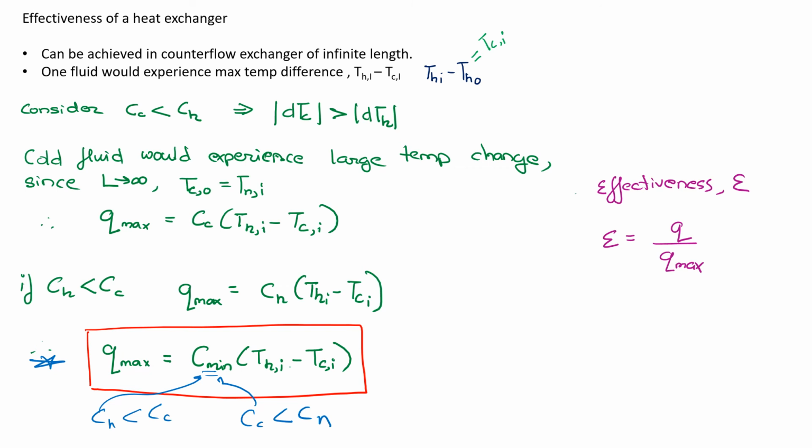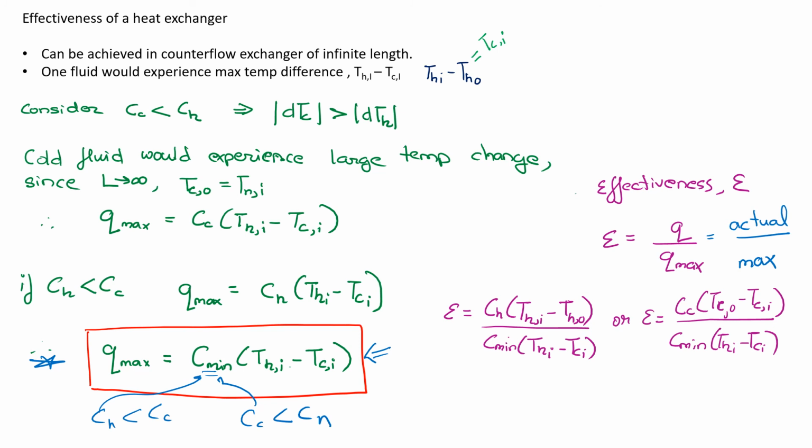Now we haven't defined the effectiveness yet. So the effectiveness is defined as Q divided by Q max, which is the actual heat transfer rate divided by the maximum heat transfer rate. The maximum heat transfer rate is what we've calculated here, and the actual heat transfer rate is whatever temperature differences and heat capacity rates are there.